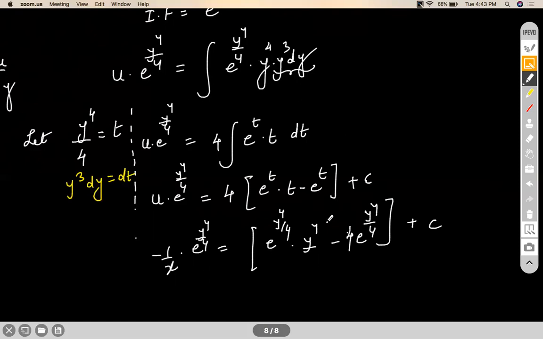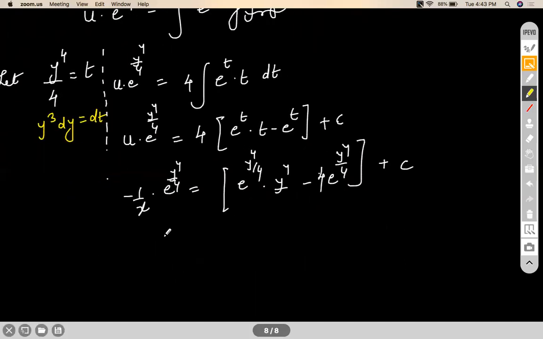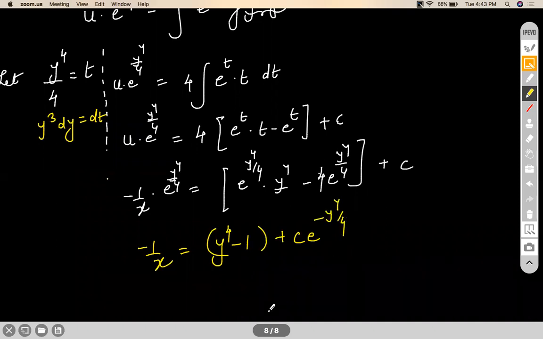If you want, you may divide throughout with e to the power y to the power 4 by 4. So that will leave you with y to the power 4 minus 1 plus c e to the power minus y to the power 4 by 4. Again, that depends upon what kind of options are sitting for the question. Okay. So with this, we'll stop the linear differential equation, of course, reducible to linear differential equation, and the Bernoulli form, which was a type of reducible to linear differential equation.